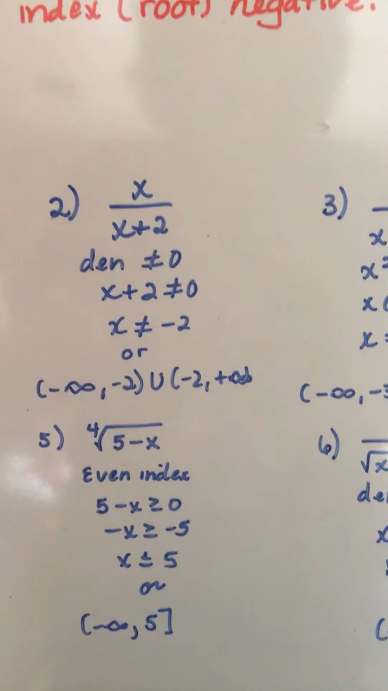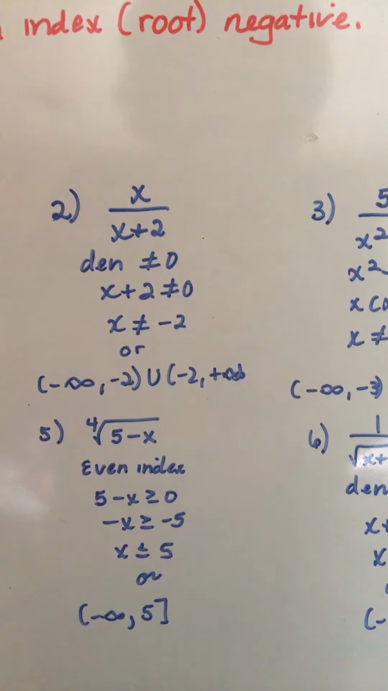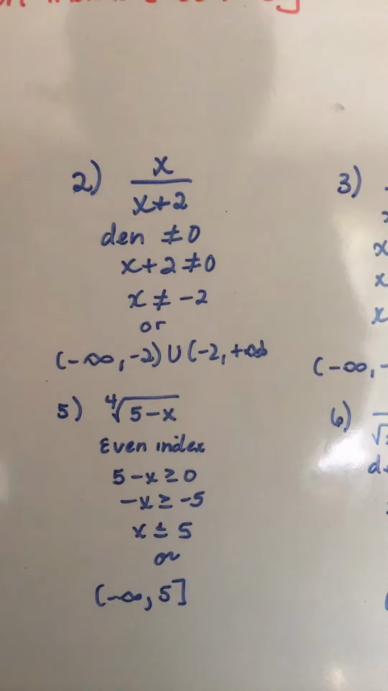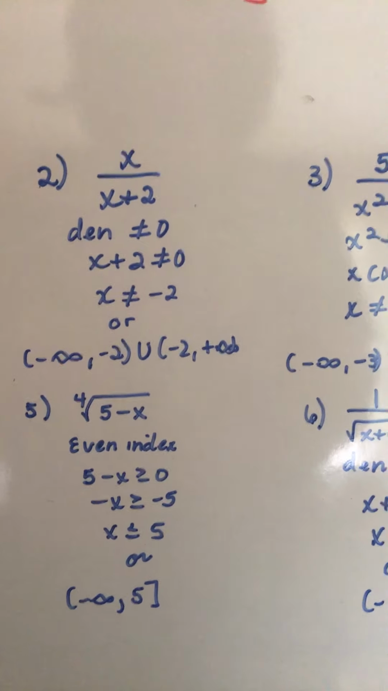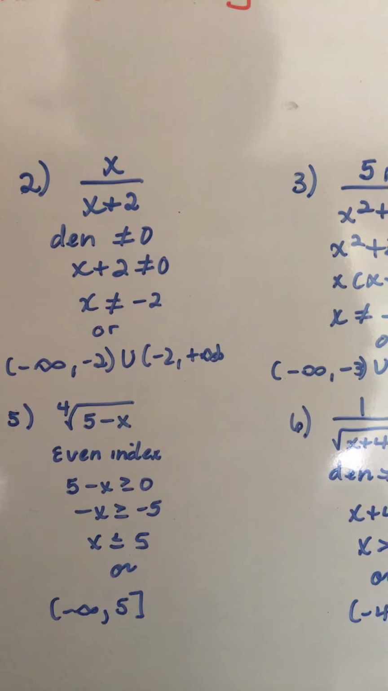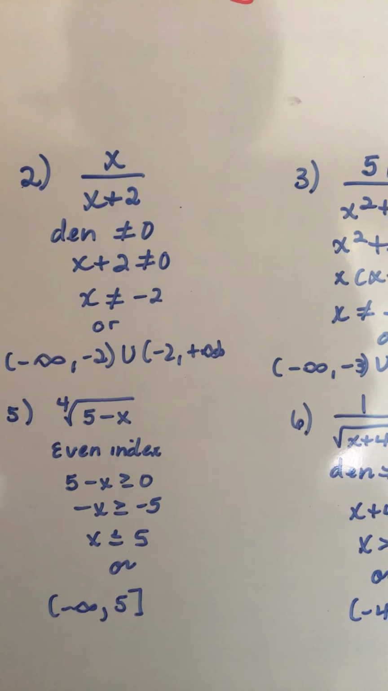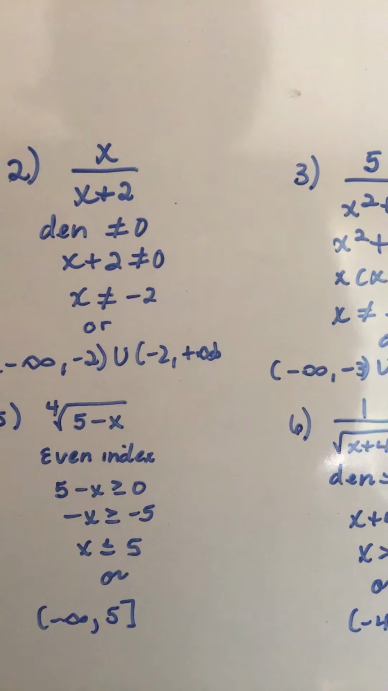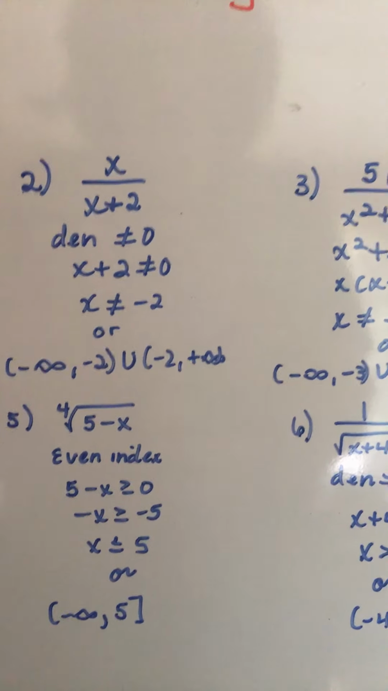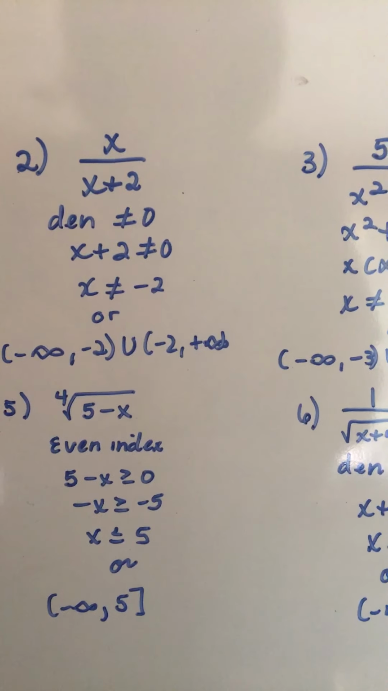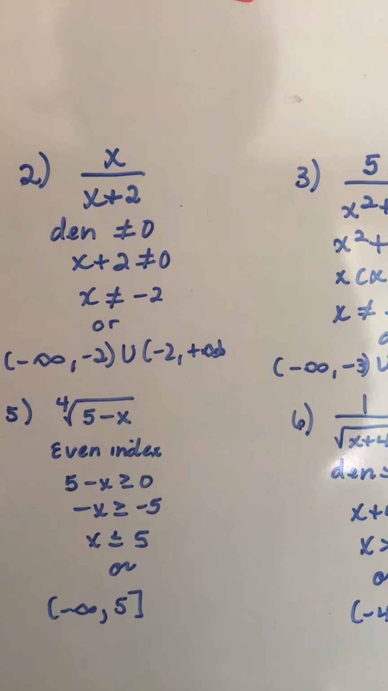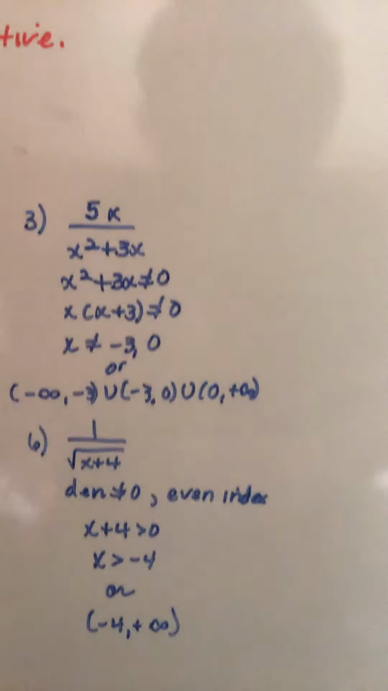Another radical, and again an even index. Notice it's a fourth root. So again, the radicand, the 5 minus x, must be not negative. And so I have 5 minus x is greater than or equal to 0, and solving, note I have to reverse the inequality because I'm dividing both sides by -1. So my domain is all real numbers less than or equal to 5, or x is less than or equal to 5, or I can put it in interval notation.